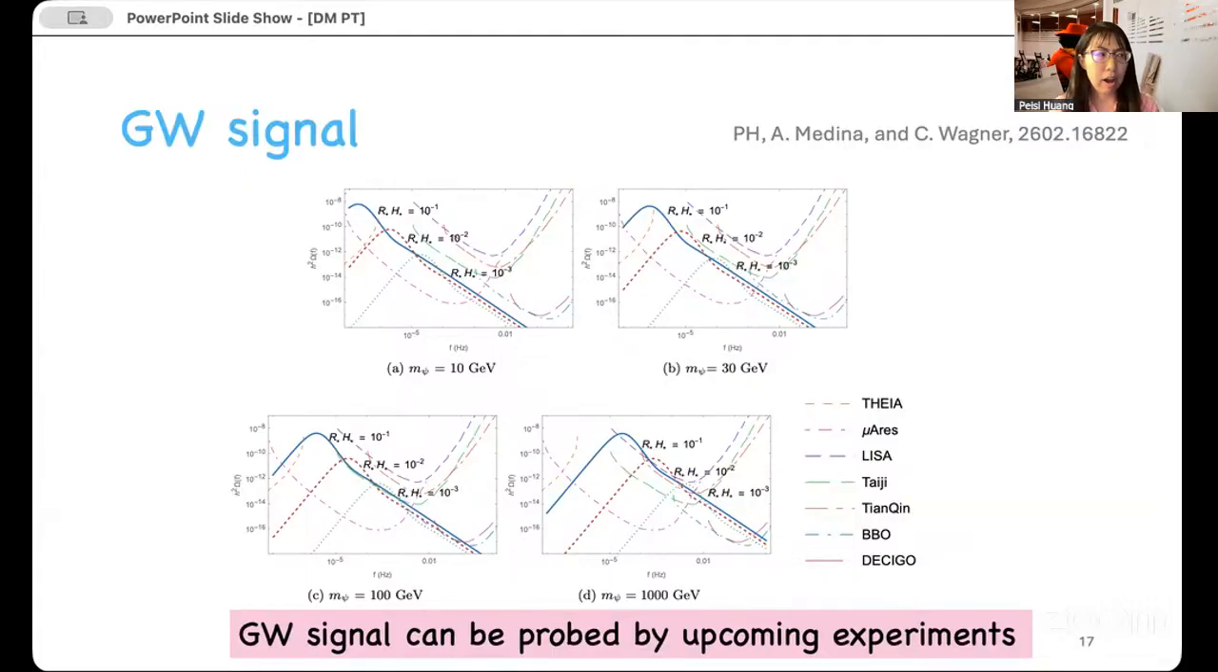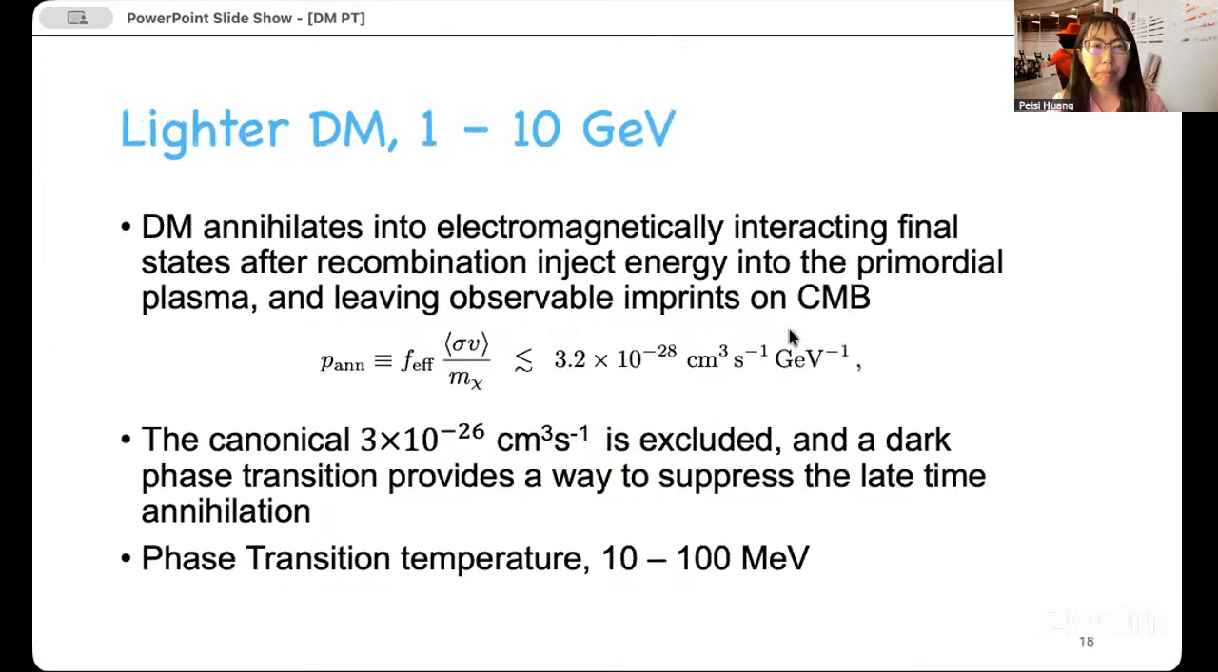So different lines are for different R star, H star. The blue is for R star, H star equals 0.1. Red is R star, H star equals 10 to the minus 2. And green is R star, H star equals 10 to the minus 3. And different panels here are for different values of dark matter mass, which sets the phase transition temperature. So again, we expect the gravitational wave signal can be probed by upcoming experiments.